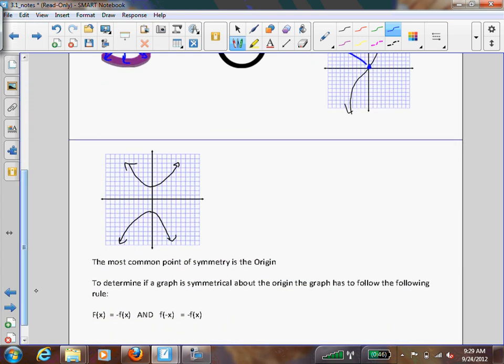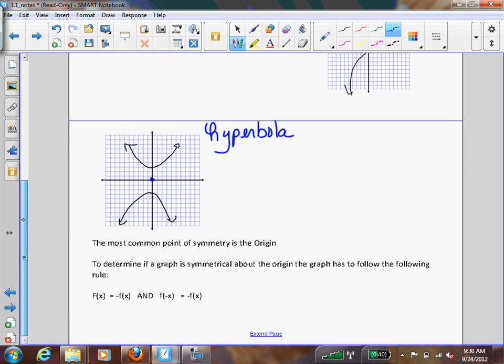All right, where would I put it here? All right at the origin. Anybody know what this shape is called? It's 2 parabolas, right, facing away. It's called a hyperbola. Did we do this last year? Okay. Yeah, I thought we did. The end of the year. All right, so the most common point of symmetry is the origin.